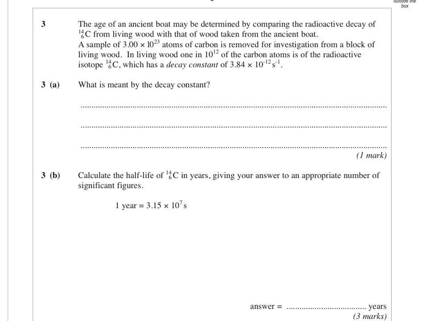Okay, so the age of an ancient boat, so we're going to do some carbon dating, because we've got some carbon-14. What is meant by the decay constant? So the decay constant is essentially the probability of a decay in a certain unit of time. Decay constants have varying units, so essentially it gives you an indication of, in this period of time, how likely is it a decay occurs.